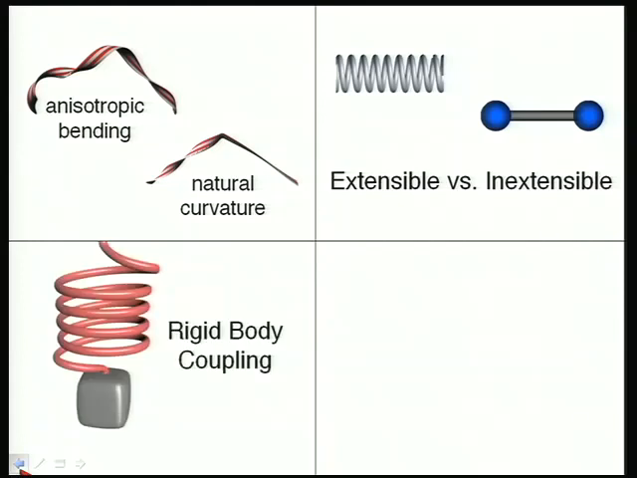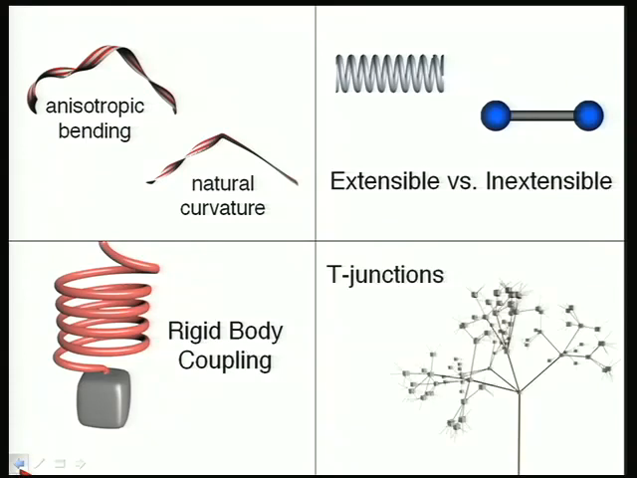We also need rigid body coupling for the example you saw before. We have to attach this mass to the end of the spring. And we discuss a method for doing that in our paper as well. And the final one is, once we're able to connect rods and rigid bodies, we can form interesting shapes, such as this tree that has T-junctions, where the branches of the tree meet.